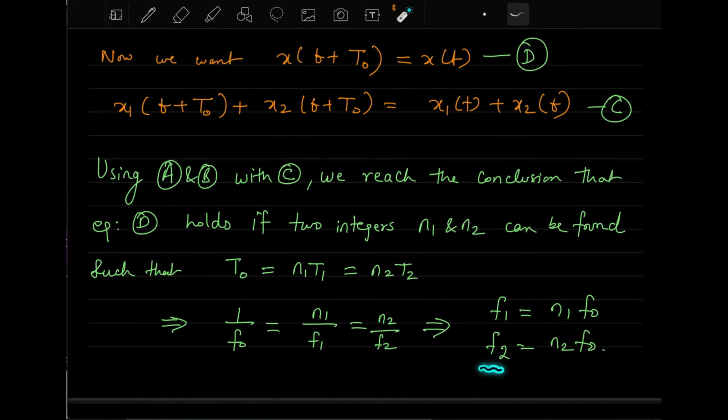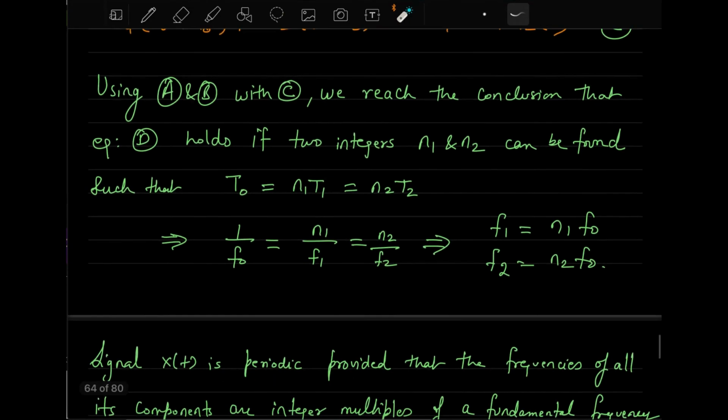And similarly f2 has to be an integer multiple of the fundamental frequency f0 of the combined signal xt. So this is what you get from the derivation. If you want to combine the signals, then the fundamental frequency is f0, or the time period is t0, and the individual f1 and f2 will be defined like this.